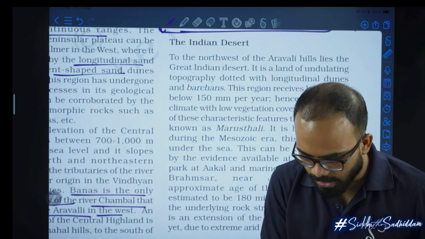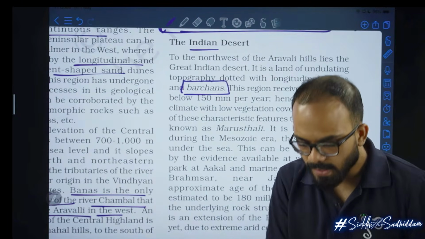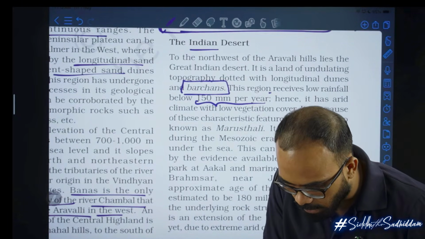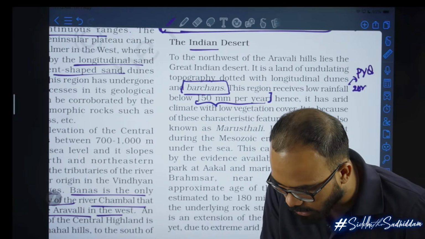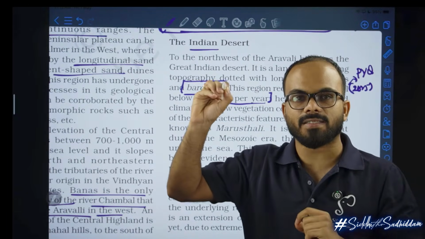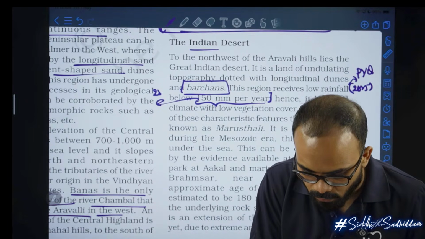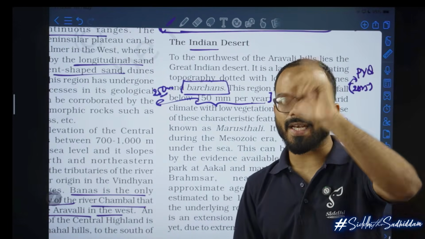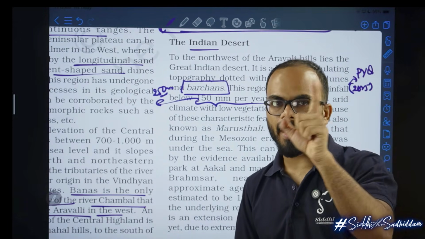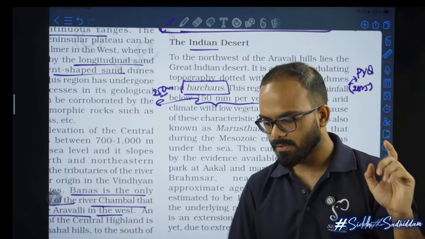Next is Indian desert. Again, Barchans, this is there, that is important. Rainfall below 150 mm per year. This was also a direct PYQ line in 2025 where they said in Indian desert we find a rainfall of, in the exam they said, instead of this they gave 250 mm. You remember that? Yesterday I showed you this question where in Indian desert they gave annual average rainfall of 250 mm in the options.